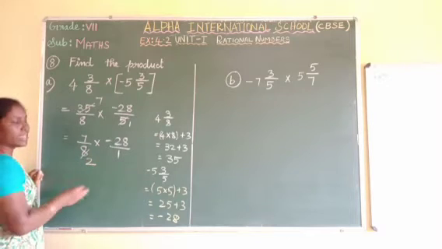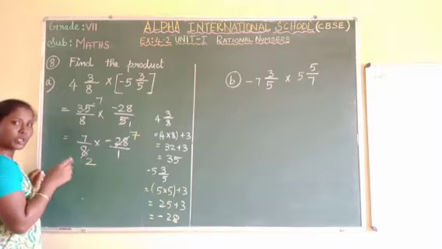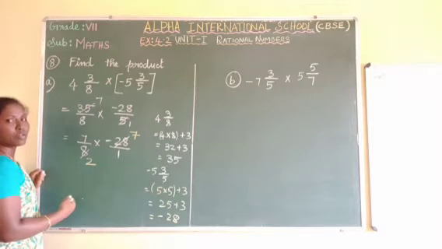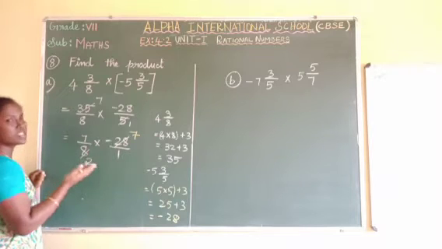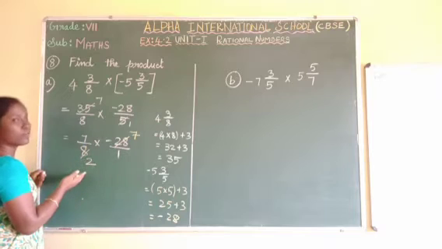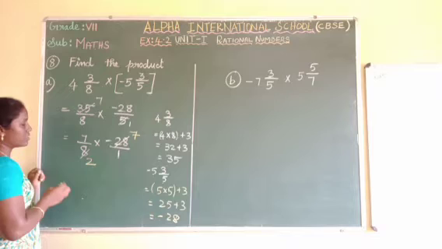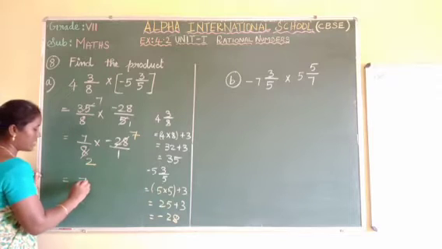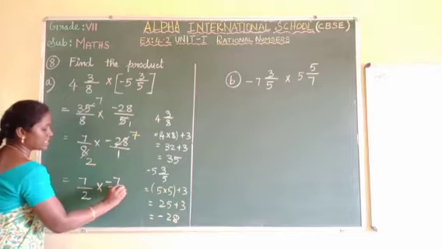So 2 4s are 8, 7 4s are 28. We can simplify by 2 also, but in the next step again we have to simplify by 2. Here I am directly doing with 4 because 4 is the highest common factor we are having for 8 and 28. So 4 2s are 8 and 7 4s are 28. The remaining is 7 by 2 into minus 7 by 1.